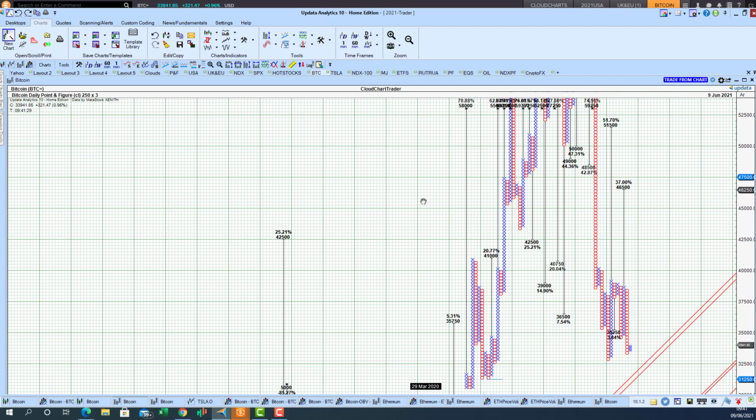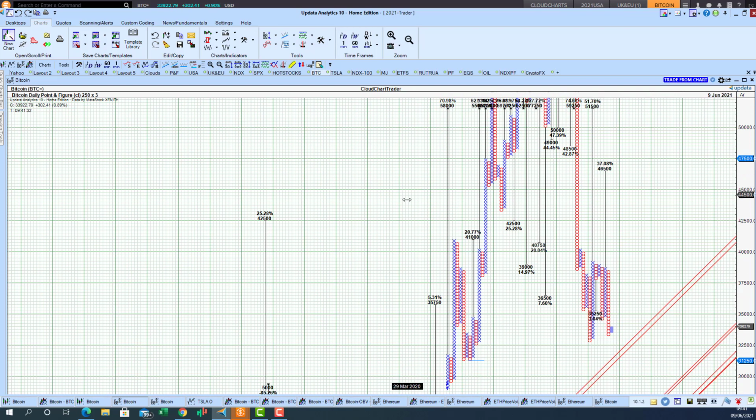We've had some interesting price action and we're going to look at the point and figure chart. I've got the 250 by 3 box size, so any kind of up or down movement, one box on a point and figure chart is 250 points or dollars, and any kind of reversal back and forth would be 750. So we are trying to accommodate for the volatility in Bitcoin.